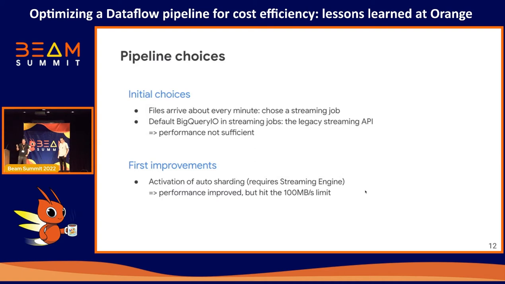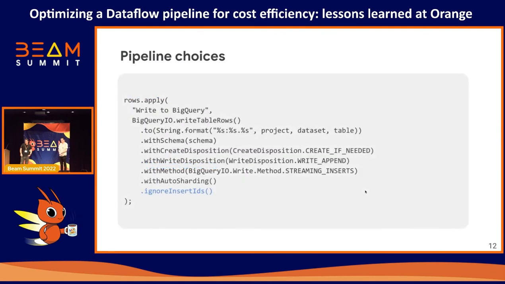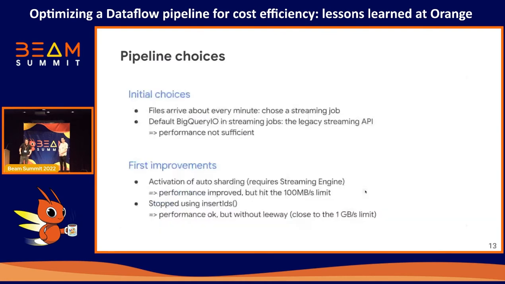When looking at the job logs, we saw that we hit a 100 megabytes per second limit. And we also saw that we could increase this limit to 1 gigabyte per second by deactivating the insert IDs. Here is how you can do it. Insert IDs are a mechanism to avoid duplicates when writing with the streaming API to BigQuery. But at that time, it was not our first concern as we just wanted to start ingesting our data with a sufficient performance. So with all of that, the performance was acceptable, but without any leeway.